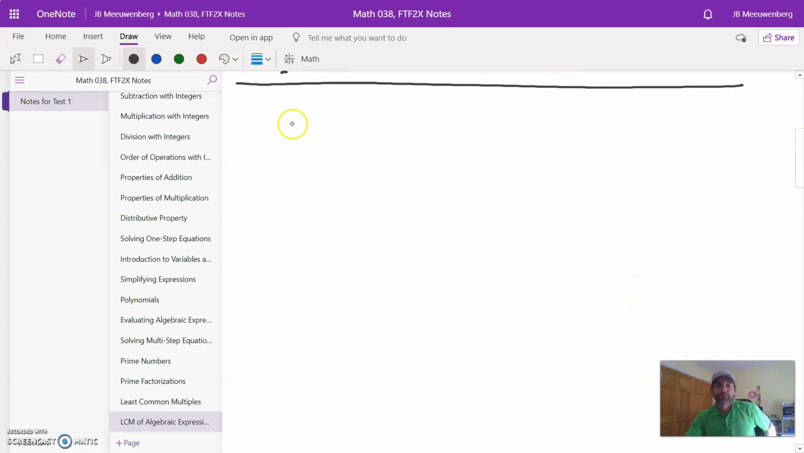Let's do 24a squared b. So I'm using different variables besides x and y. You can use any letters you want. They just represent a number. And 54ab to the third. So pause the video and try to do this yourself. I'm going to keep going.